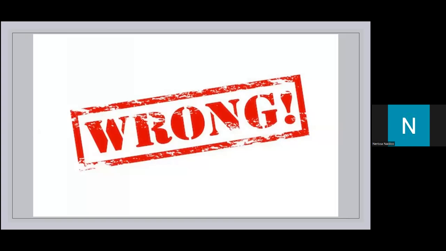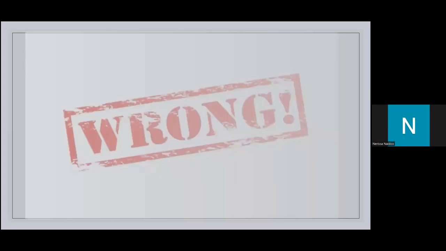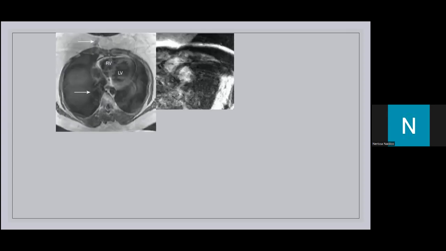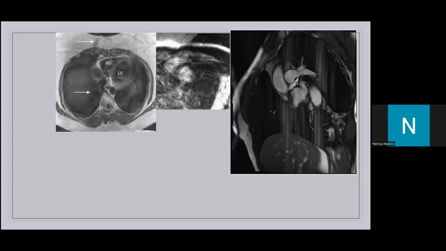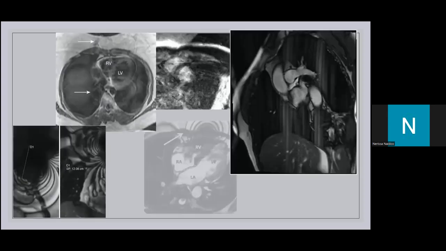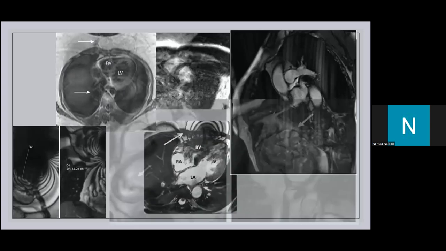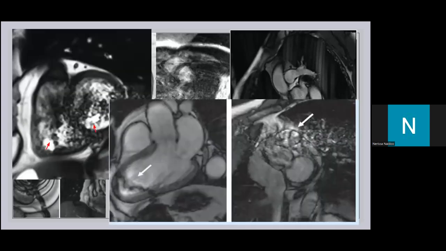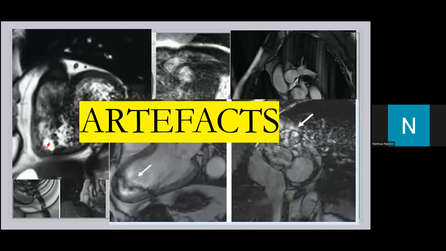So, what are the things that can go wrong? What do we often see? These are not pretty images. Certainly not what we want to see. Certainly not what the textbooks show us. Certainly none of the courses show us. These are artifacts, and we really don't want to be seeing artifacts.